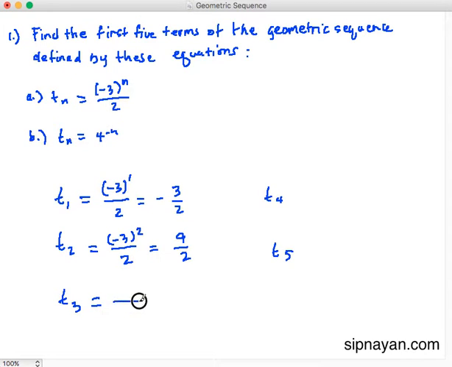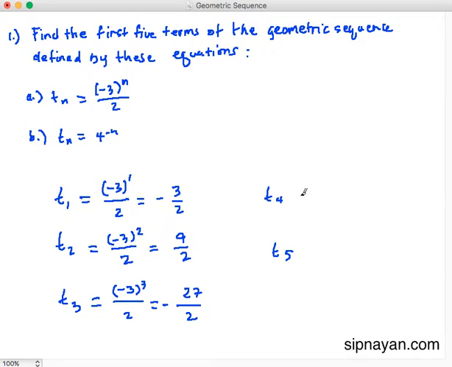Next, we have negative 3 cubed over 2. Ang negative 3 cubed is negative 3 squared times negative 3 lang, diba? So, ibig sabihin 9 times negative 3 lang. This is negative 27 over 2, no? Pwede na natin ito ilagay sa gitna siguro.